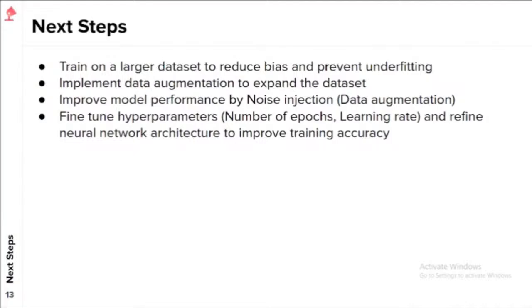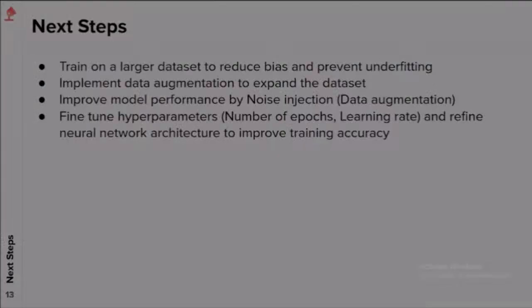The next steps of this project would be to train on a larger dataset to reduce the bias, and I would like to expand my dataset using data augmentation and by implementing noise injection. And I would also like to fine tune my hyperparameters and refine the neural network architecture to provide a more complex algorithm to address the bias issues.